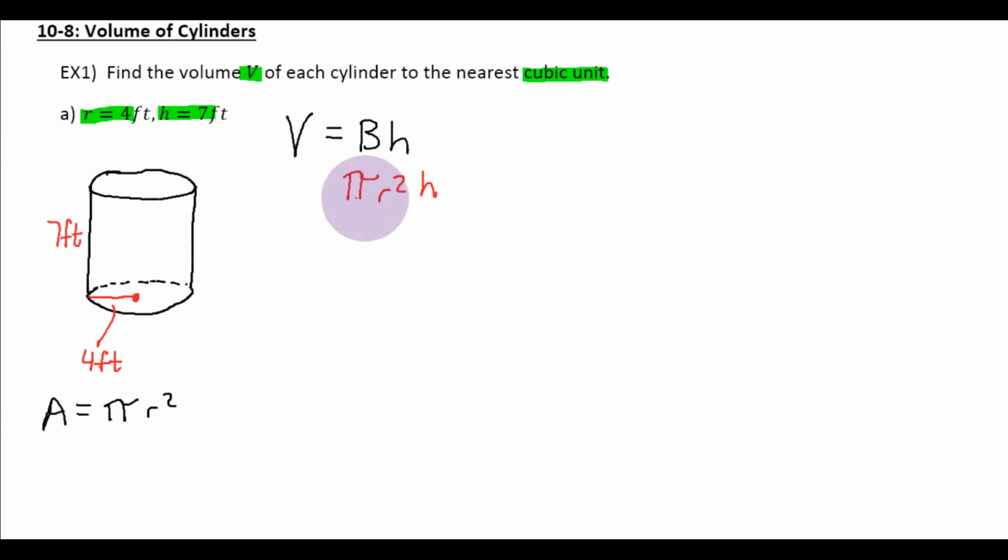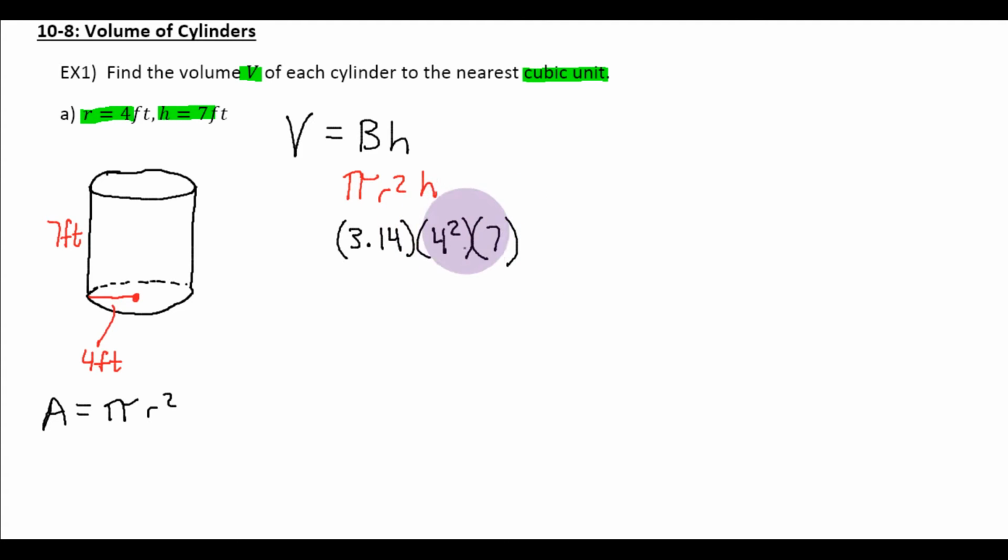All right, let's substitute values in for this formula. So now I want to just change pen colors again. We'll go back to black actually. And pi, well, I told you that that's going to be 3.14. So 3.14 times the radius r, which happens to be 4 feet here, times 4 squared, times the height of this cylinder, which is 7 feet. So we'll plug 7 in here.